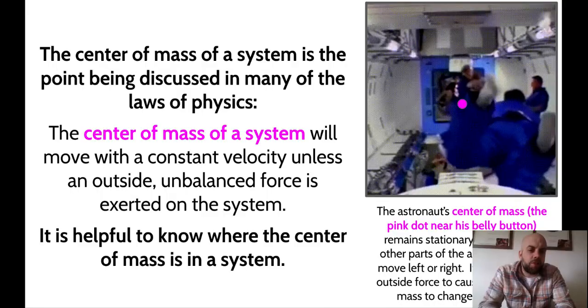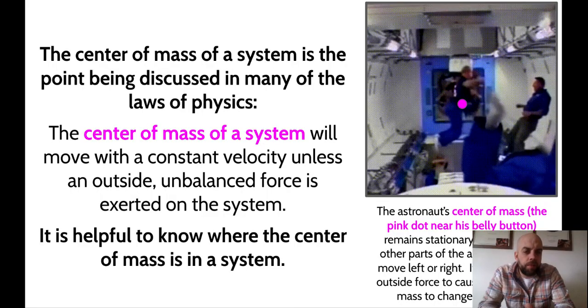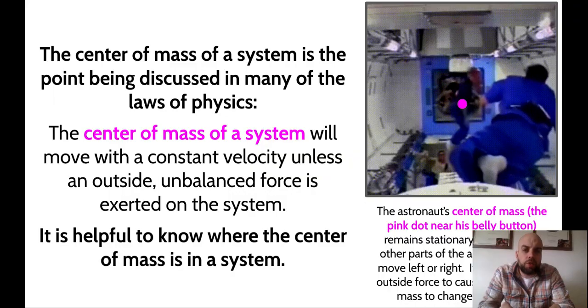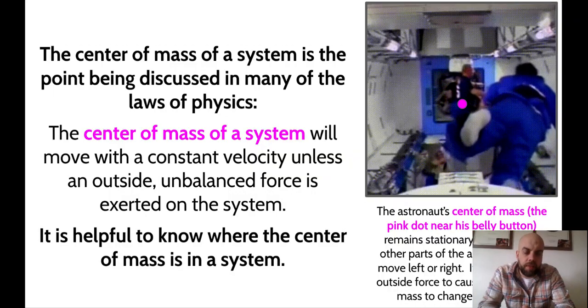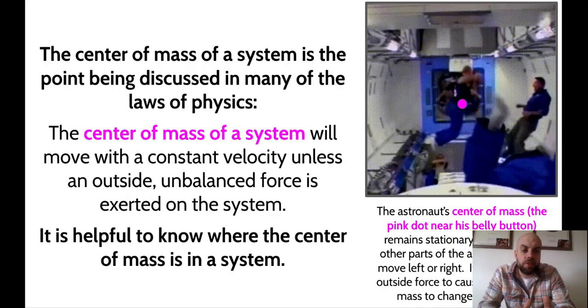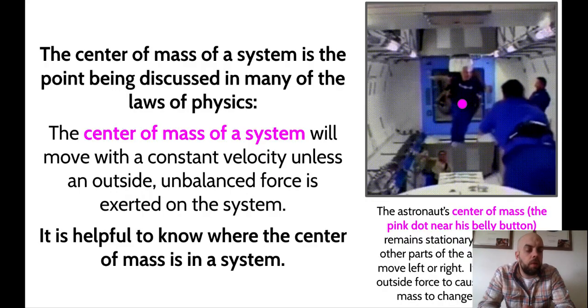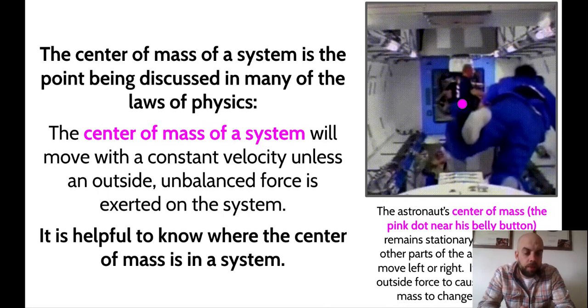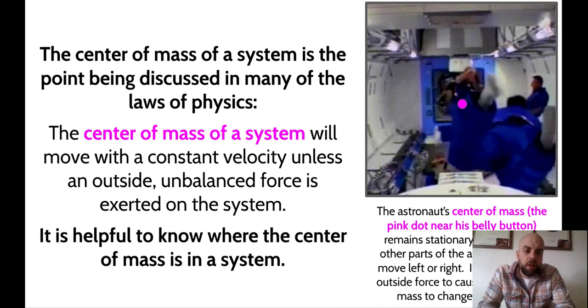In the case of this astronaut GIF, which we've seen before, even though his arms and legs might be moving, what we're describing is the center of mass of the astronaut. That is going to be at rest and stay at rest unless there's an unbalanced force exerted on it, or have a constant speed in a straight line unless there's an unbalanced force exerted on it.